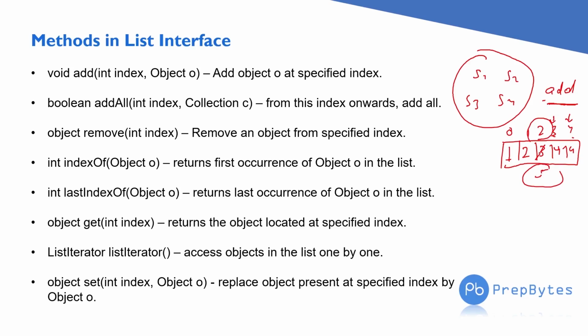So whatever element was present at the index, it will replace that object with the new object. Fine. So these are the methods that are specific to the list interface, and we also have methods that are in the collection interface. Now whatever class implements the list interface will automatically implement the collection interface, and all the methods should be implemented in that class.